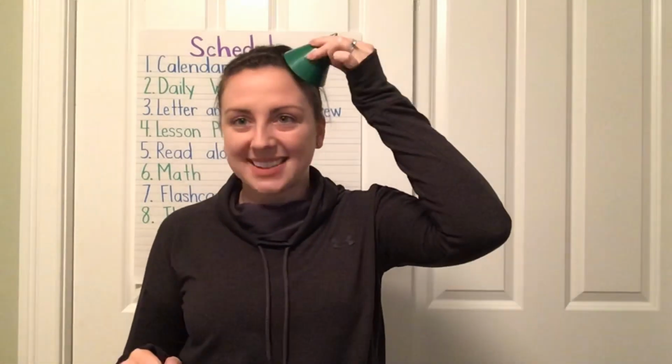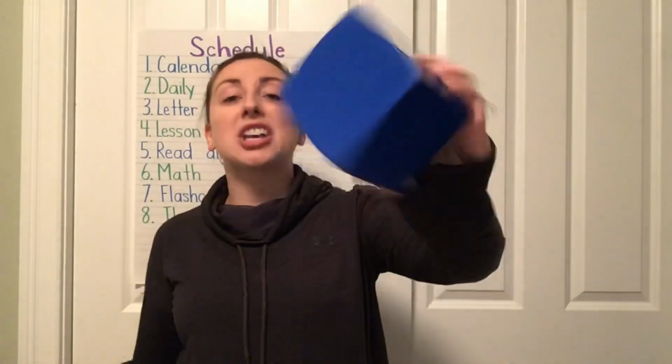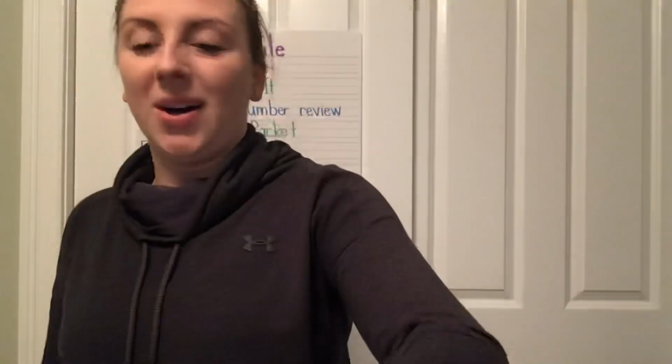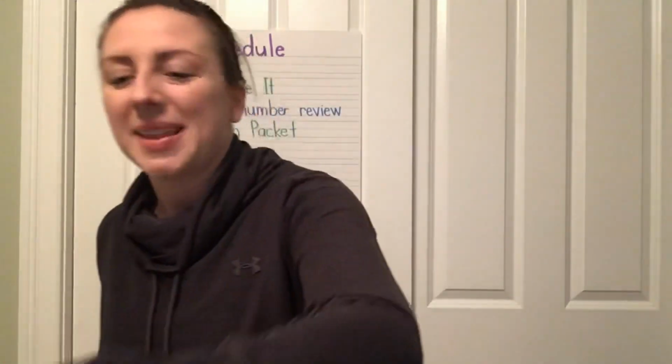Cone. A cone is like a party hat. What is this one? A cube. A cube is like the dice you drop. A sphere is like a bouncing ball. Last one. A cylinder. A cylinder is like a can of pop.